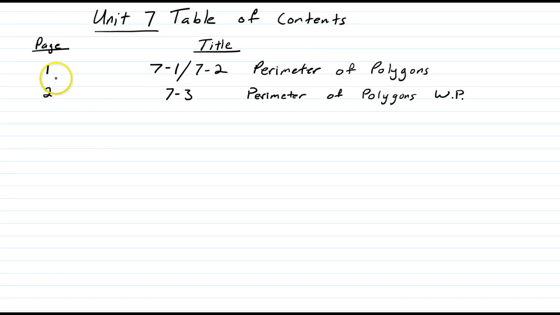All right, let's add to our table of contents. Page 2, 7-3 is going to be perimeter of polygons WP, and WP stands for word problems.